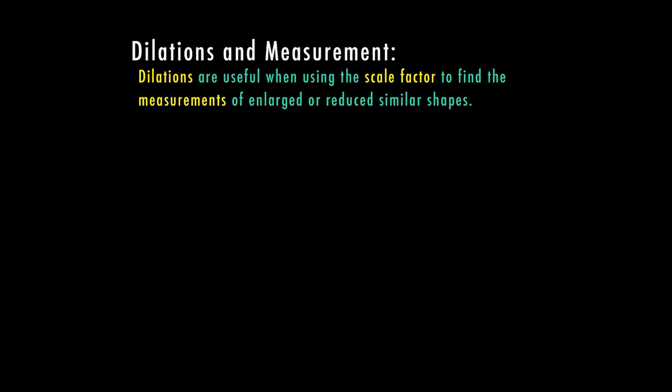Dilations are useful when using the scale factor to find the measurements of enlarged or reduced similar shapes. So we did cover in the dilations videos that our shape is going to be similar. It's just going to enlarge or reduce based on that scale factor. So we can use that in a situation where we have to enlarge or reduce an actual item, and we can determine the area and perimeter based on our scale factor.